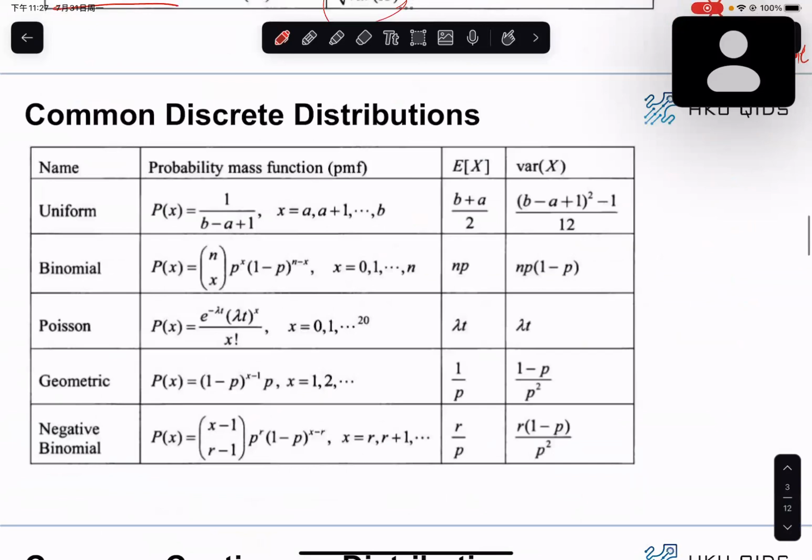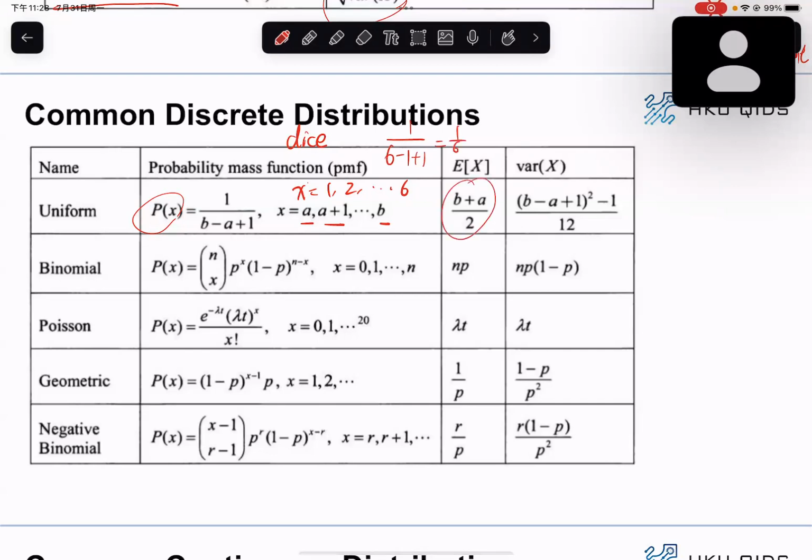So now let's start talking about some common discrete and continuous distributions. Let's first talk about the discrete side. We have 5 of them. The first one is the uniform case, where x can be a, a plus 1, all the way to b. For example, for a dice, we can have x equal to 1, 2, all the way to 6, right? And the probability of each of them is 1 over (6 minus 1 plus 1), which is 1 over 6. And the expected value is here, and this is the variance.